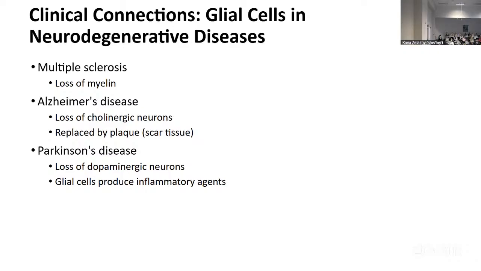Sometimes we can have almost an overactive immune system working in the brain. Parkinson's disease also is linked to a loss of neurons, specifically in this case, dopaminergic neurons, so neurons that produce dopamine. But our glial cells in Parkinson's are also, again, kind of misfunctioning, producing extra inflammation that unfortunately has the effect of damaging the brain a little bit further.